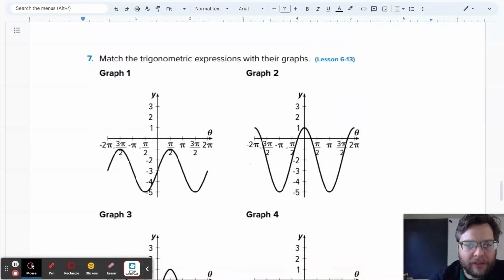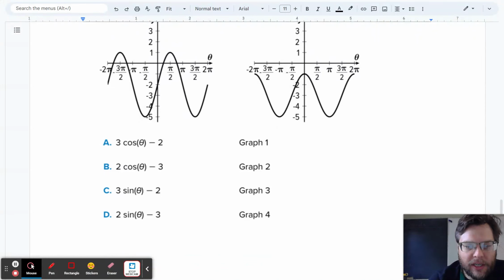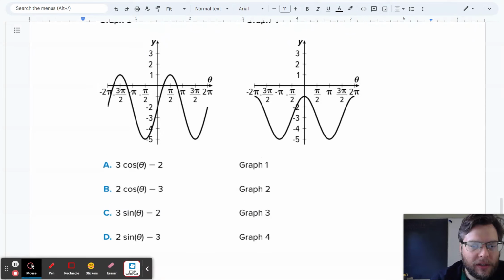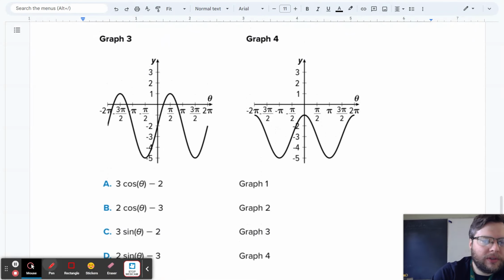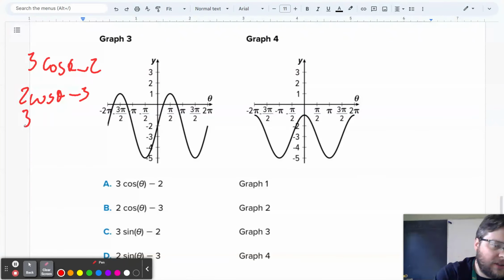We're matching the expressions with the graphs. This is going to be a little bit annoying because of the formatting here. So I've got, let's see if I can just write them up here: 3 cosine minus 2, 2 cosine minus 3, 3 sine minus 2, 2 sine minus 3.